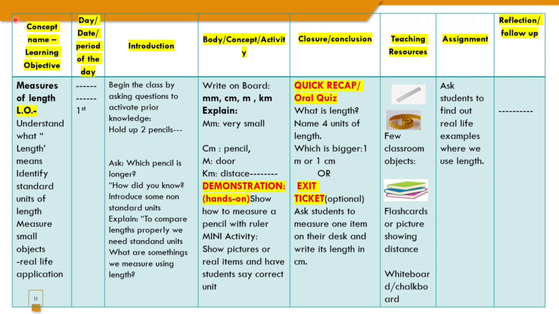Whatever we have discussed till now under the subtitles or subheadings, the same thing has been written over here in the different columns. Like here, learning objectives have been brought down: understand what length means, identify standard units of length, measure small objects, and real life application. Then this column, which is date, day, period of the day, is to be filled by you. And then introduction: begin the class by asking questions to activate prior knowledge.